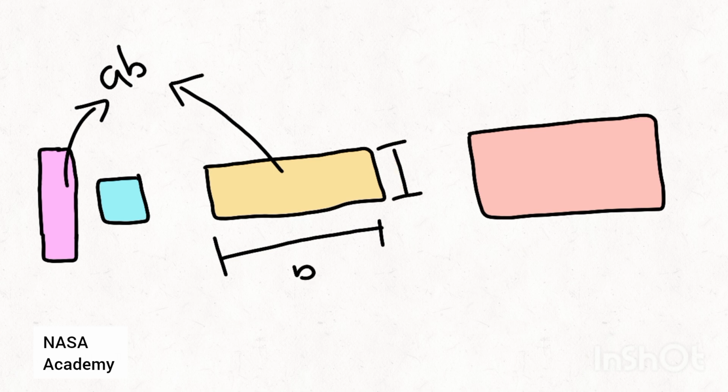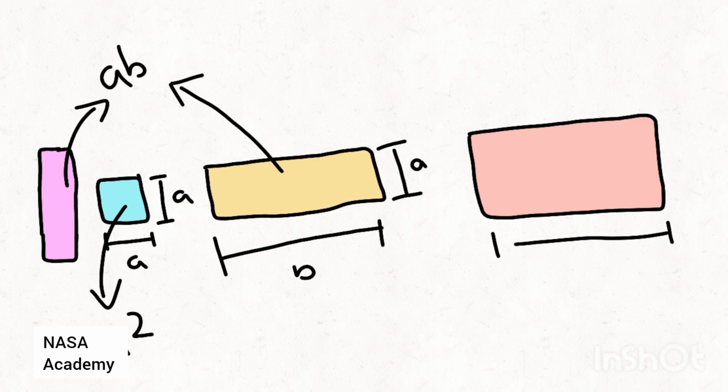the area will be equal to a × b. And as we have two rectangular same boxes, we will get 2ab. The smaller box has an area a², and the larger box has an area b².